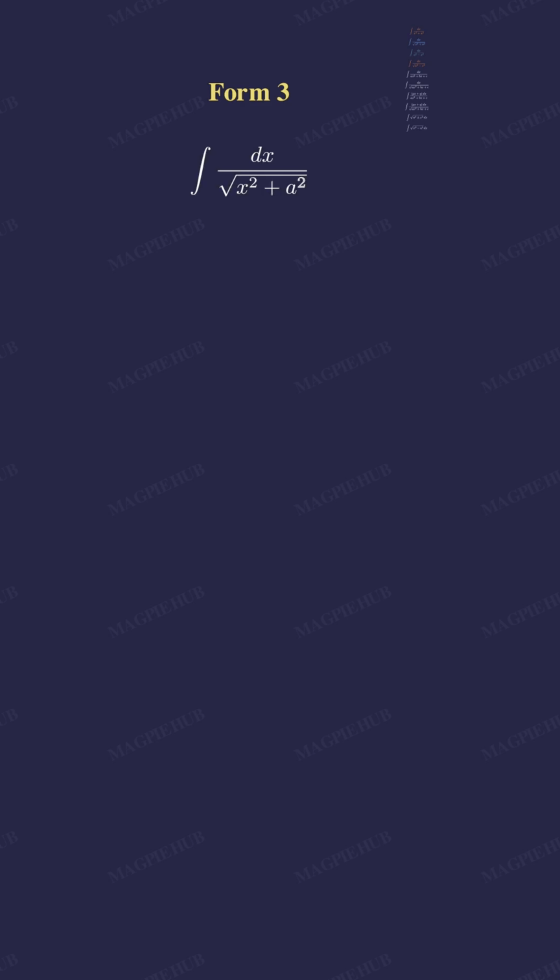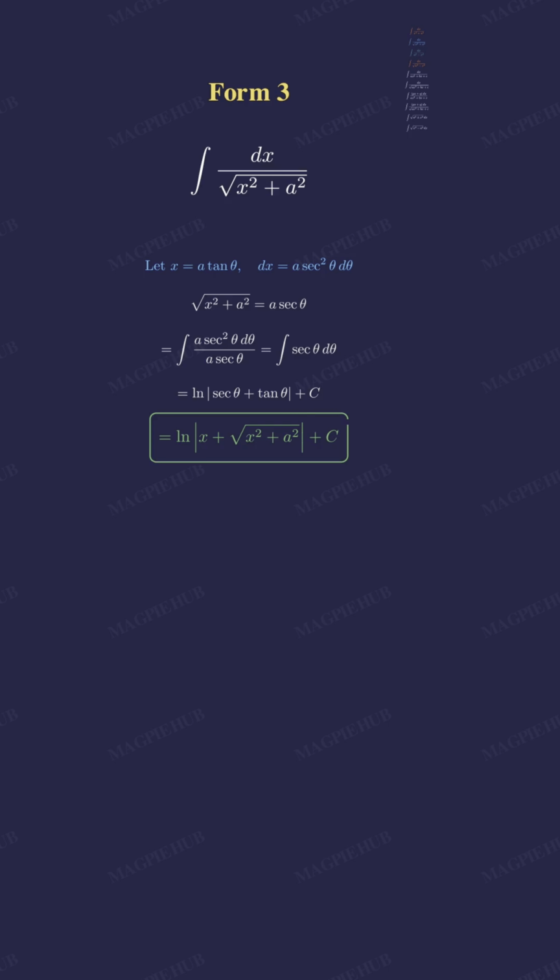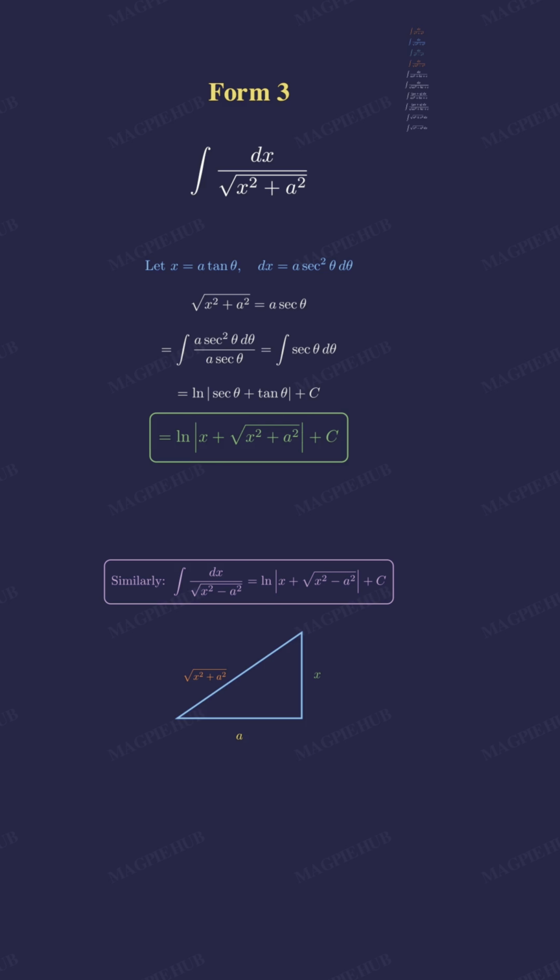Form 3, the integral of dx over the square root of x squared plus a squared. Substituting x equals a tan theta, the square root becomes a secant theta. We get the integral of secant theta d theta, which is the natural log of secant theta plus tan theta. Substituting back, secant theta is the square root of x squared plus a squared over a, and tan theta is x over a. After simplification, the result is log of x plus the square root of x squared plus a squared plus c. A similar result holds for x squared minus a squared.